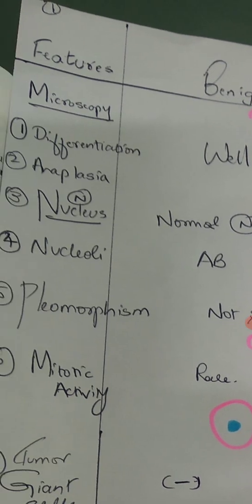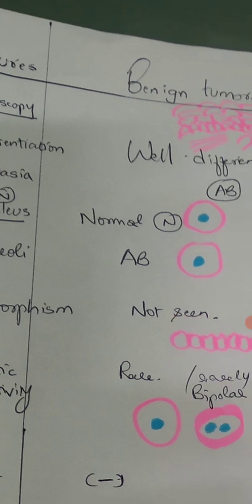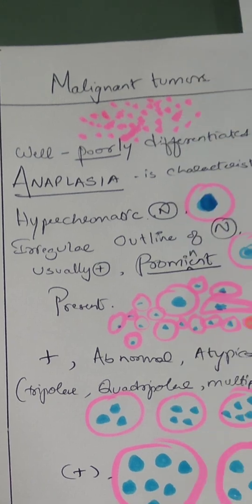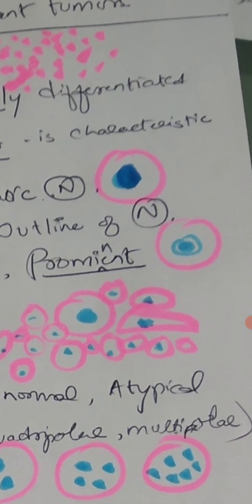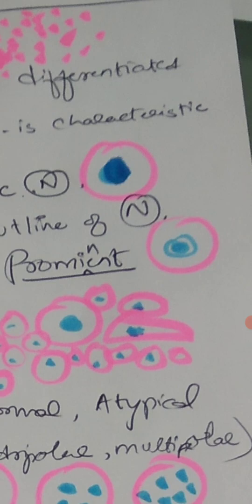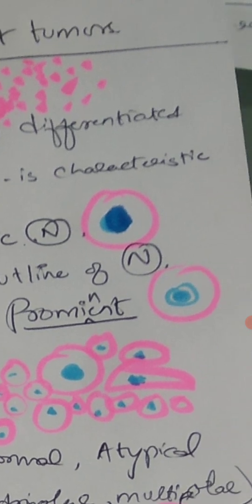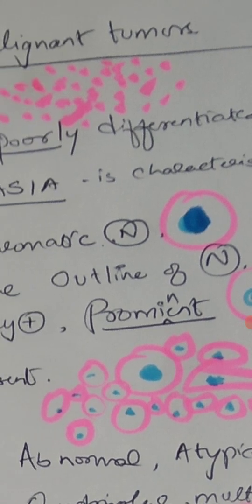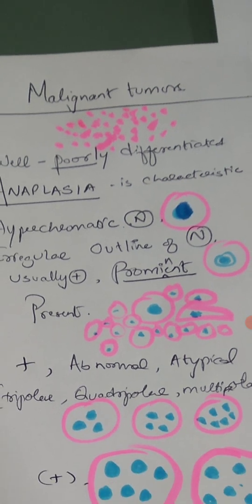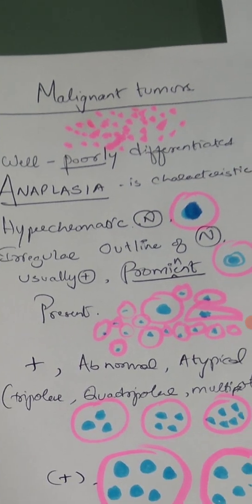What about the nucleoli? The nucleoli are absent in benign tumor, whereas we can see prominent nucleoli in a malignant tumor. Sometimes instead of hyperchromasia, we can see an irregular outline of the nucleus and even a crumpled appearance of the nucleus in malignant tumor. So what are the features in the nucleus? Hyperchromatic nucleus, irregular outline of the nucleus, and prominent nucleoli in case of malignant tumor.